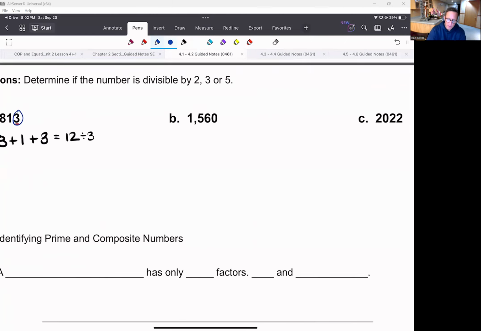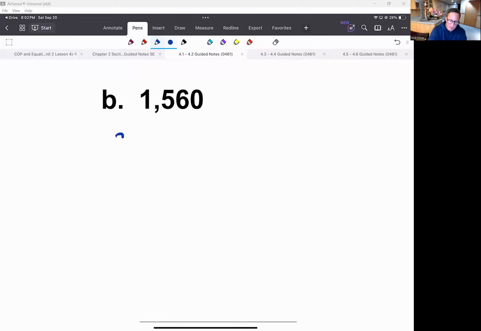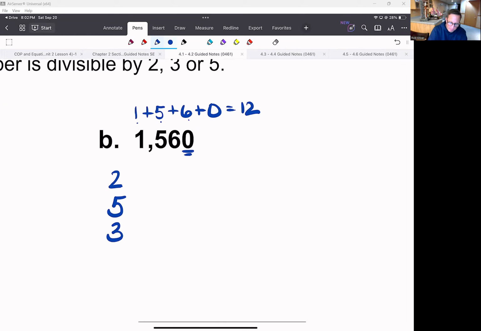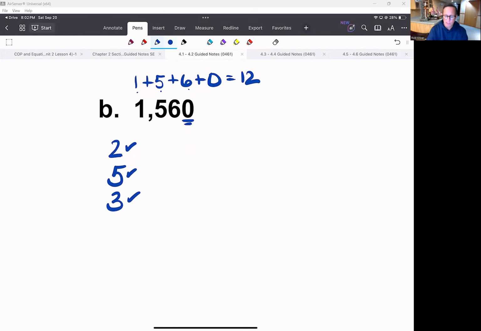For B, it is definitely divisible by 2 because the last digit is an even number. Let's get 5 out of the way as well, because it ends in a 0. Now let's check for 3. Add up the digits: 1 plus 5 plus 6 plus 0. You literally just add up the digits. It's a weird rule, but it's a cool rule that works. 1 plus 5 is 6, and 6 plus 6 is 12. And 12, just like on the last one, is divisible by 3. So yes, 2, 3, and 5 are all divisible into 1,560.